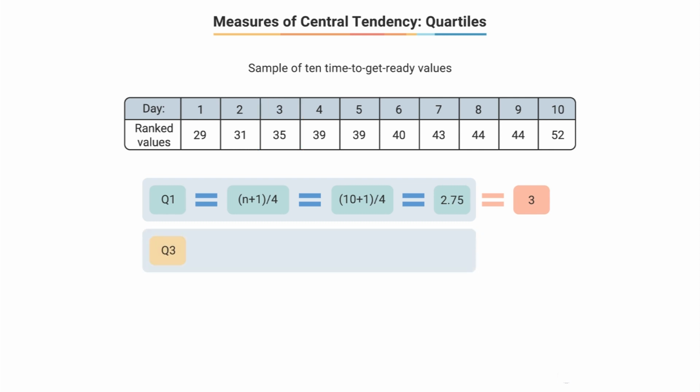The third quartile is 3 times (n plus 1) upon 4, that is 3 times 11 upon 4, which is the 8.25 rank value. Again, using rule number 3 for quartiles, round this down to the 8th rank value, which is the closest integer. The 8th rank value here is 44 minutes, and therefore we interpret the third quartile to mean that on 75% of days, the time to get ready is less than or equal to 44 minutes, and on 25% of the days, the time to get ready is greater than or equal to 44 minutes.